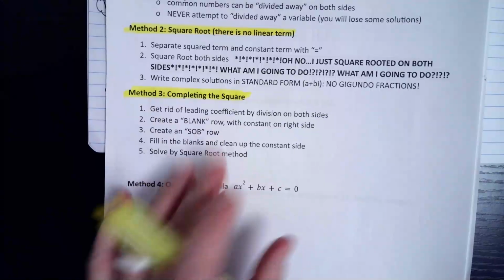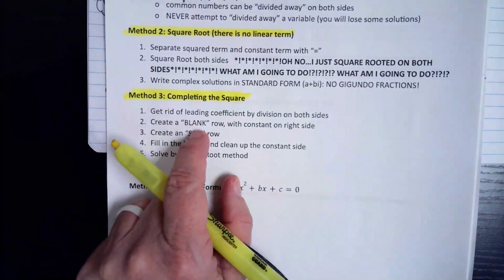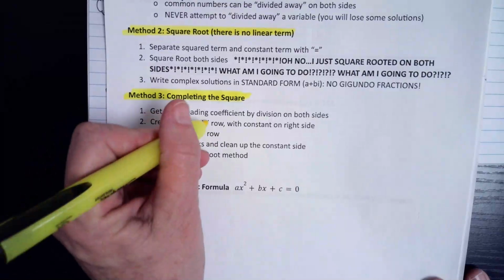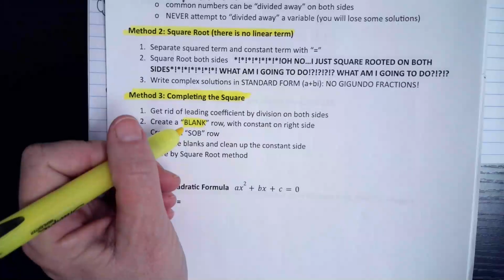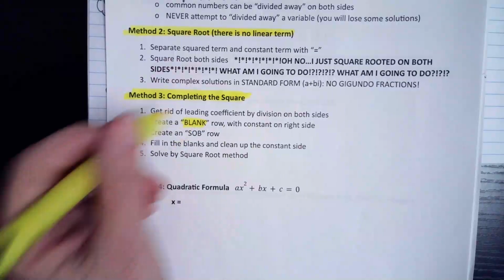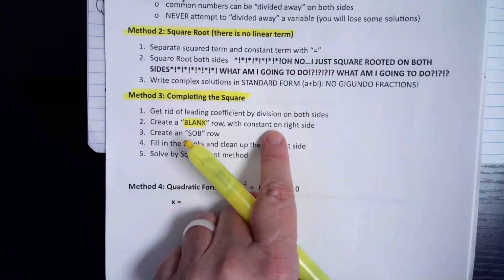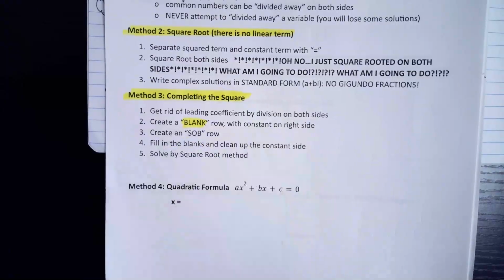All right? Then you are going to create what I call your blank row. So you're going to move whatever constant they have over to the right, and it's going to leave a hole where the constant goes, and you're going to put a blank. And your goal with completing the square is to pull a number out of the air that goes on that blank. What the heck? But if you pull a number out of the air on one side, it goes on the other side, right?